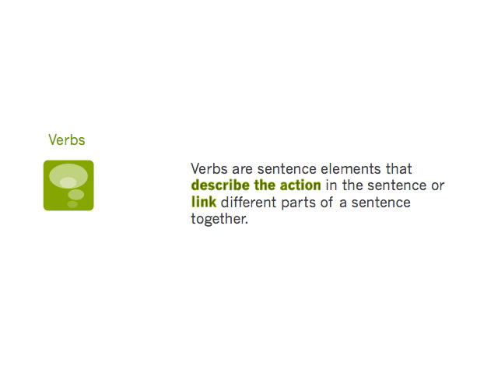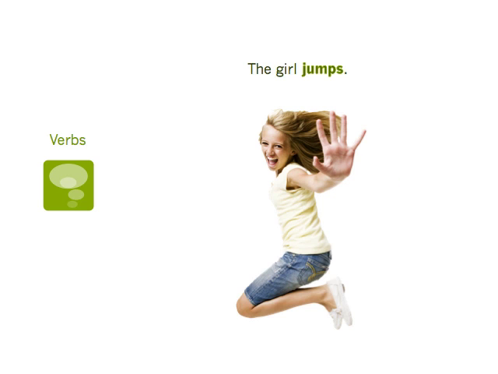Verbs do one of two things in a sentence. They describe the action, or they link different parts of a sentence together. An action verb often appears right after the subject of the sentence. It describes what the subject is doing. In this example, the girl jumps. The subject is girl, and the verb is jumps. What does the girl do? She jumps.